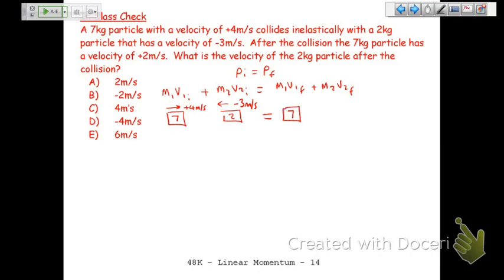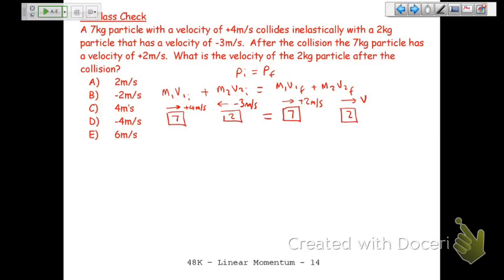And that's going to equal my 7 kilogram mass. It asks, what is the velocity of the 2 kilogram mass after collision? After the collision, the 7 kilogram particle has a velocity of plus 2. So this has been reduced in speed to plus 2 meters per second. And so here I have my 2 kilogram mass, and I don't know what that is. I could call it V2 final, but it's the only letter left, so let's just call it V.